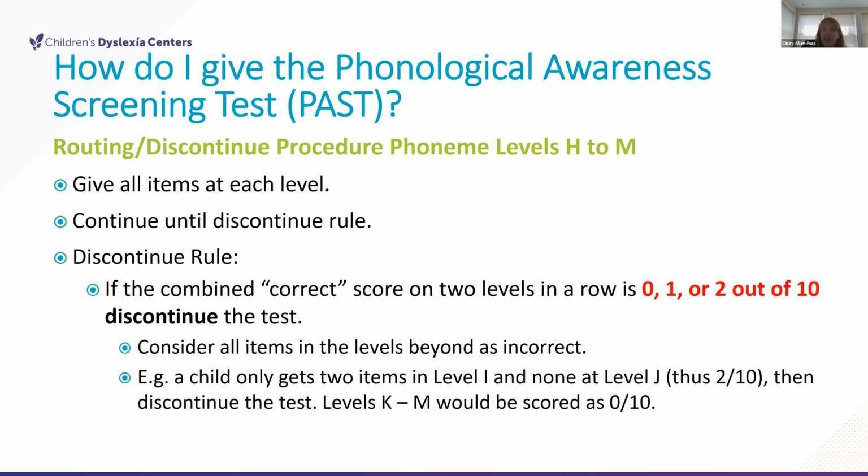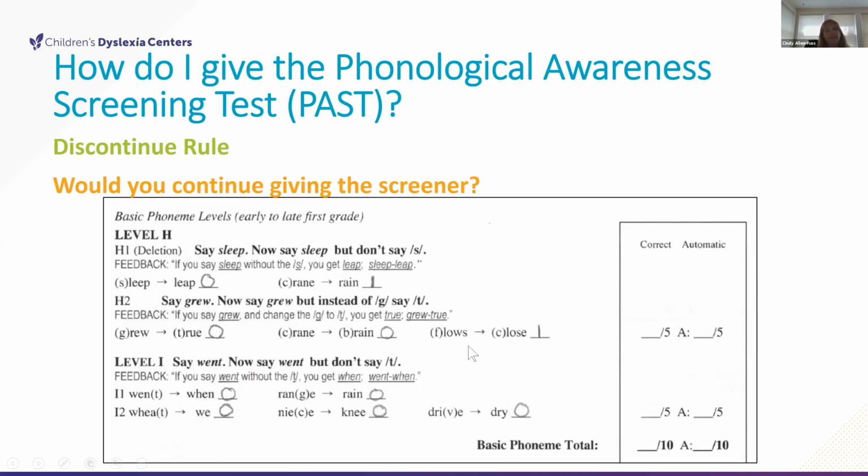For example, a child gets only 2 items in level I, and none in level J. So they get a 2 out of 10. Then you're going to discontinue the test, and levels K through M would be scored 0 out of 10 points. So let's look at an example. Think about this. Would you continue giving the screener? You can go ahead and do this in your head, or if you want to, jot it down on scratch paper.